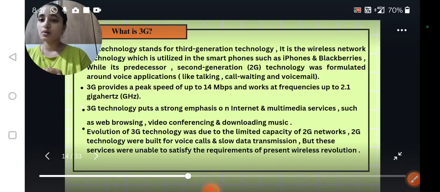3G provides a peak speed of up to 40 megabits per second and works at frequencies up to 2.1 gigahertz. 3G technology puts a strong emphasis on the internet and multimedia services such as web browsing, video conferencing, and downloading music. Evolution of the 3G technology was due to the limited capacity of the 2G networks. 2G technology was built for voice calls and slow data transmission, but these services were unable to satisfy the requirements of the present wireless revolution.